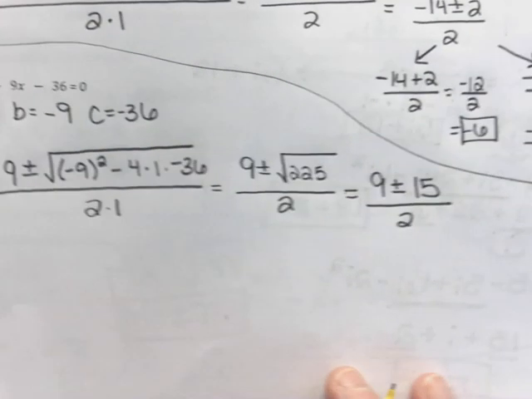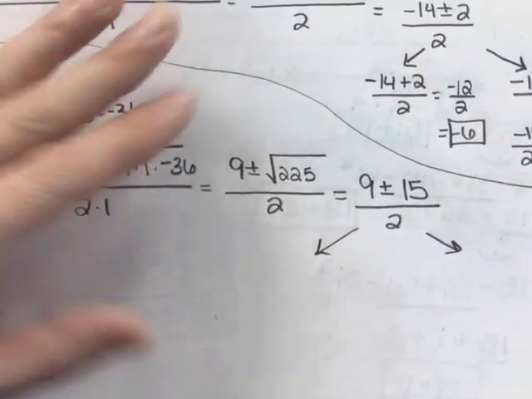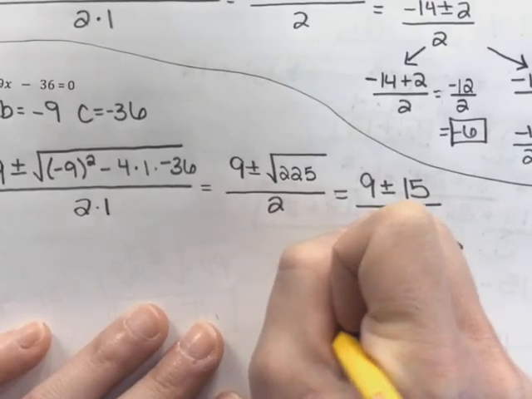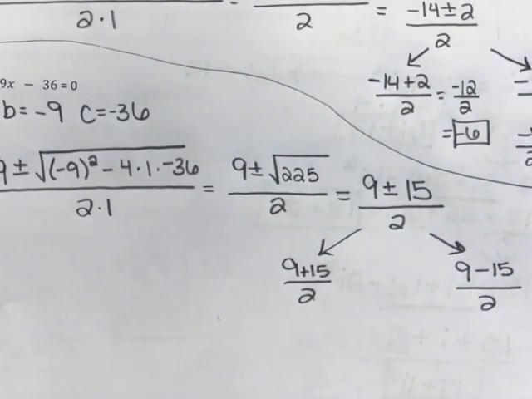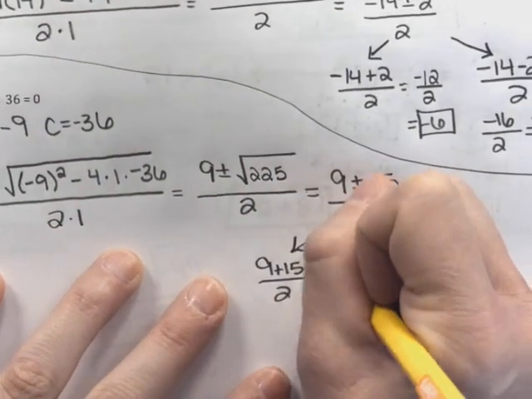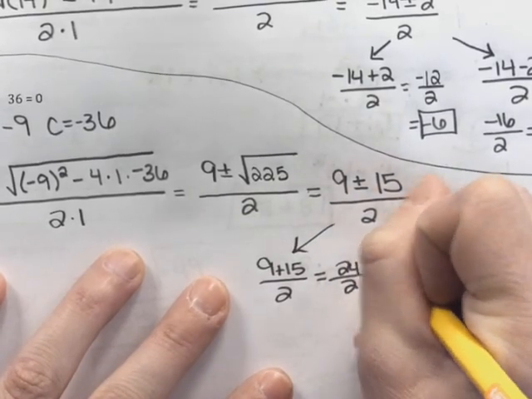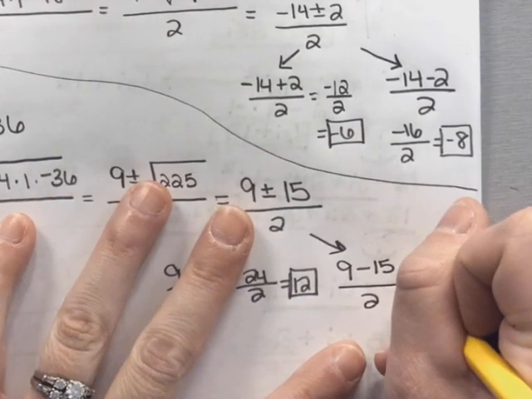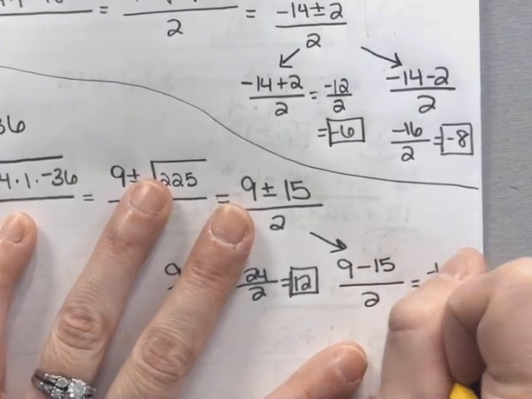Okay? Again, we can't pick our favorite sign and use it. We have to use both the signs that we're given. So I'm going to pick both of them. I'm going to do 9 plus 15 divided by 2, and I'm also going to do 9 minus 15 divided by 2. 9 plus 15 is 24. If I cut 24 in half, it's 12. So that's one of my answers. 9 minus 15 is negative 6. Negative 6 divided by 2 is negative 3.